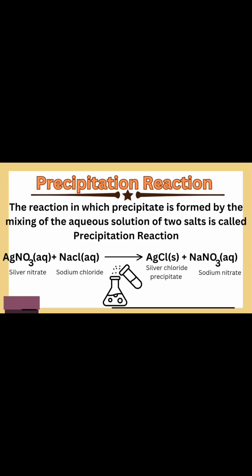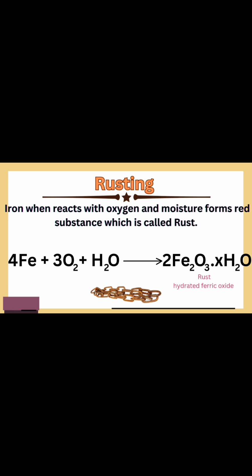Next, precipitate reaction. The reaction in which precipitate is formed by the mixing of aqueous solution of two salts is called precipitate reaction. Here silver nitrate AgNO3 is added with sodium chloride, and it gives rise to silver chloride precipitate AgCl and sodium nitrate. Next important, rusting. When iron reacts with oxygen and moisture, that forms a red flaky substance which is known as rust.